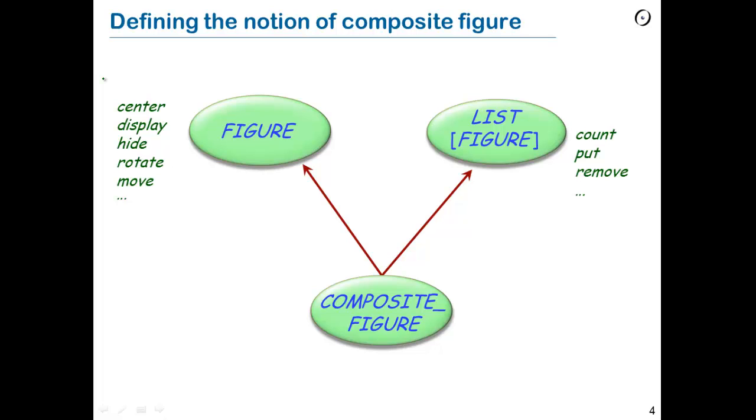Of course we could always use delegation, maybe on one side, maybe on the other side, but it wouldn't quite cut it because there is no particular reason to favor one of these viewpoints over the other. A composite figure is as much a list of figures as it is a figure.